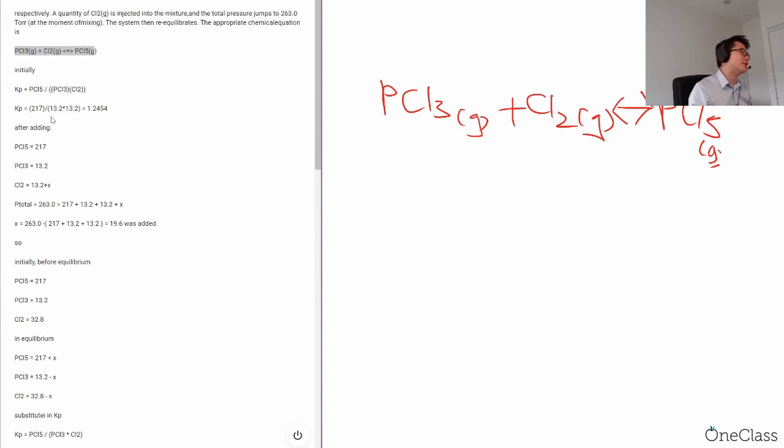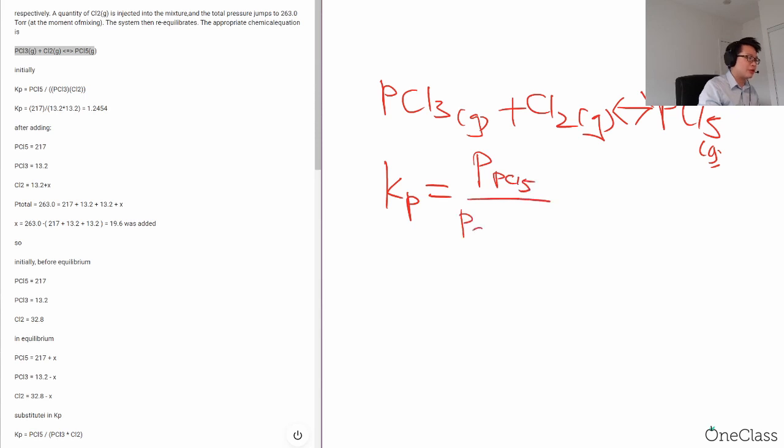We take the initial pressures and plug them into the Kp expression. Let me write out the Kp expression. The Kp expression equals the partial pressure of the product over the partial pressures of the reactants multiplied together. This is the expression of the equilibrium constant in pressure. We just plug in the numbers. It's not that difficult. It's 1.2454, and this is definitely right.